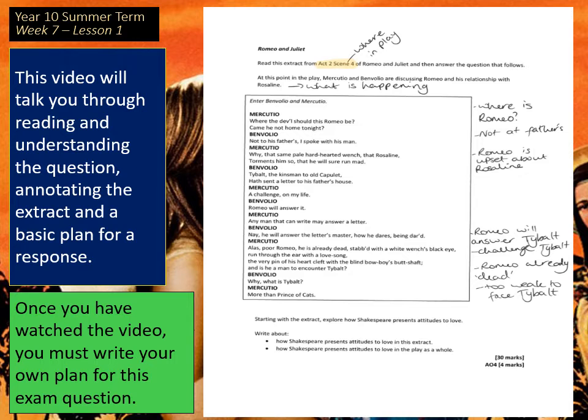Okay, so now we've got some sense of kind of what's going on in the extract. Let's think about the question. So based on this extract, the question could be about Mercutio, it could be about Romeo, it could be about masculinity, it could be about violence or fighting. But the question says this: starting with the extract, explore how Shakespeare presents attitudes to love. Write about how Shakespeare presents attitudes to love in this extract and how Shakespeare presents attitudes to love in the play as a whole. And that's worth 30 marks, and you get 4 marks for spelling and grammar.